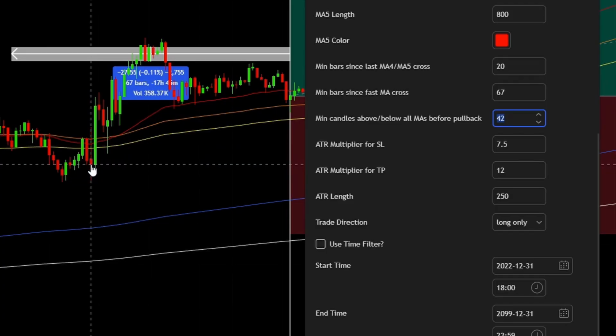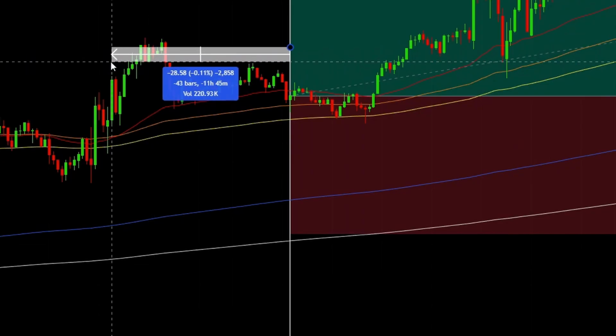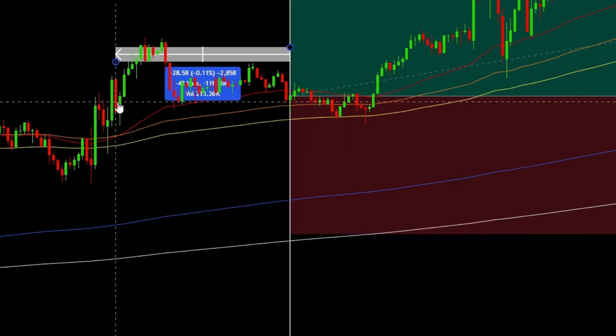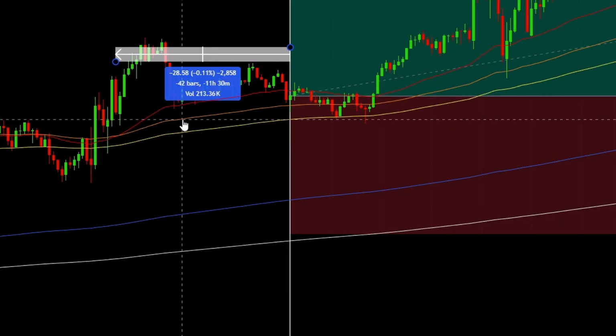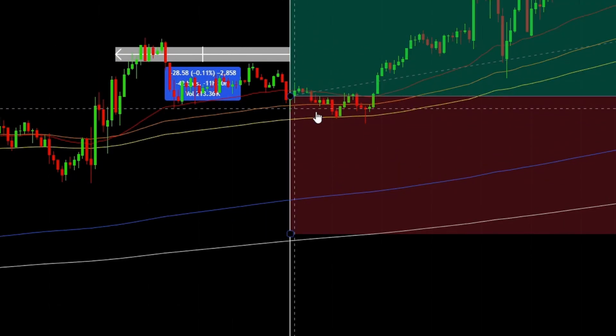So this is the last time we had a close below the three fast moving EMAs. And if I measure 42 candles, that is here. And in these 42 candles, we only have closes above the three MAs. So those are the three special rules that need to be met too for a valid long entry.